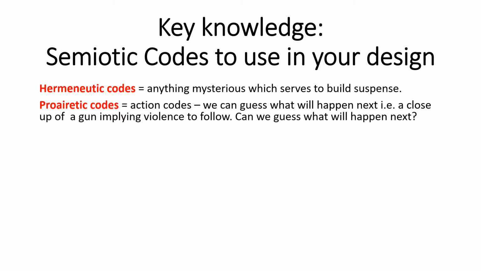Poetic codes, these are action codes. Can we guess what will happen next, i.e. a close-up of a gun implying violence to follow. It could then be some kind of violent act, a close-up of a hand holding a gun. It could be the close-up of a bus just about to go off a cliff edge. Something then that links to what might happen next if you were to watch the episode in full.